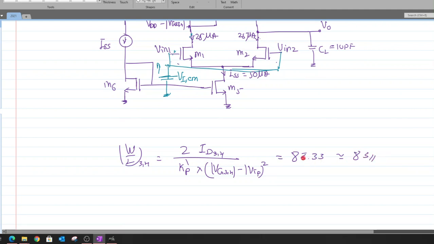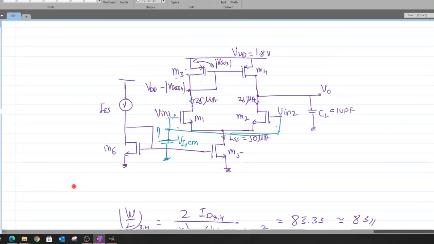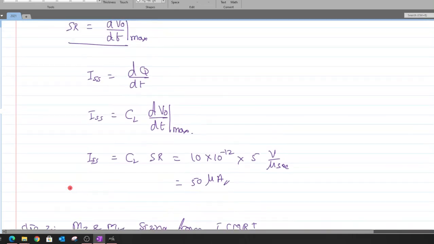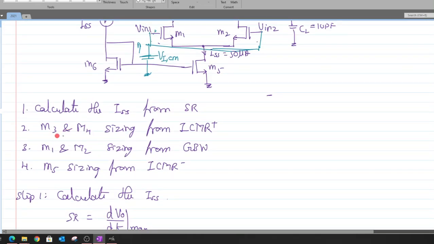Okay, so rather than writing it in terms of decimals, we will round the value to an integer. As a fraction I do not want it, so I just convert it in terms of an integer here. Okay, yeah. So we have just performed step number 2, which helped us calculate the sizing of M3 and M4.